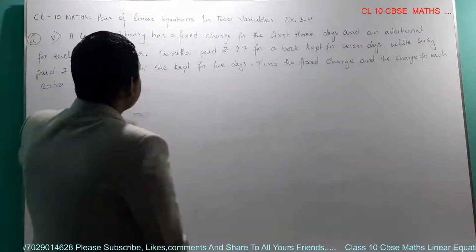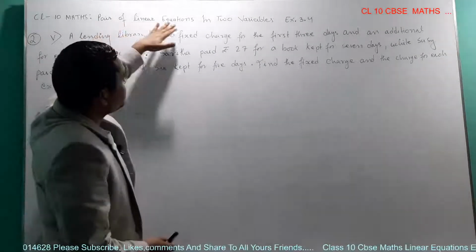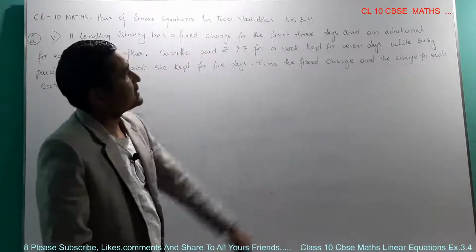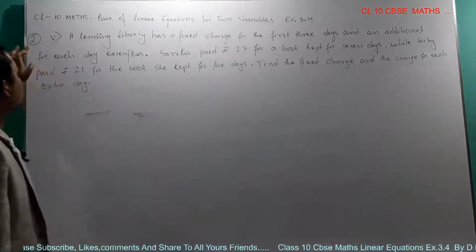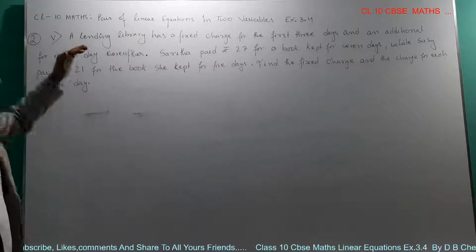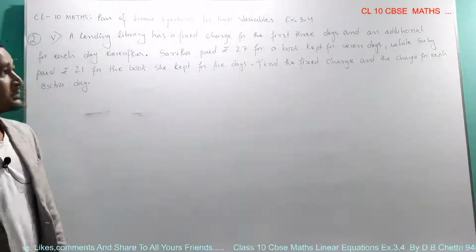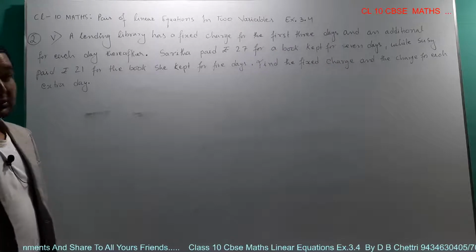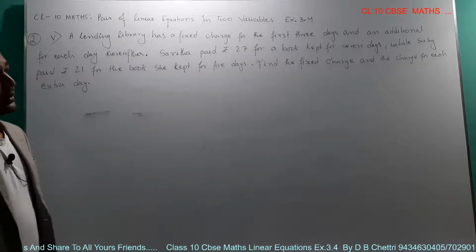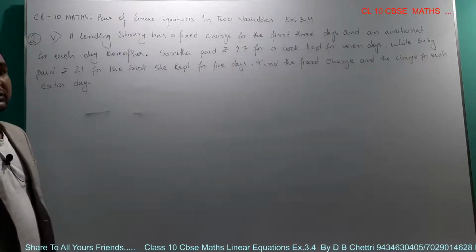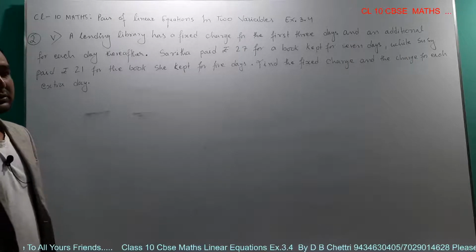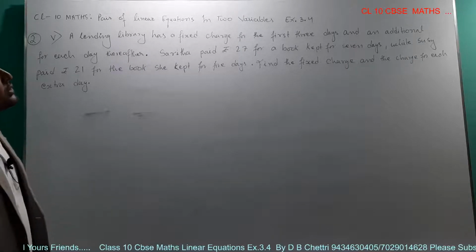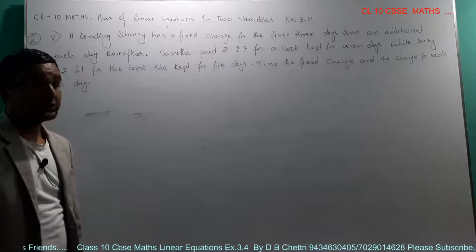This is the third chapter, Pair of Linear Equations in Two Variables, exercise 3.4, question number 2, sub-question 5, which is the last question of this exercise. From next session, we are going to start exercise 3.5, the cross multiplication method, which is more convenient than this elimination method.